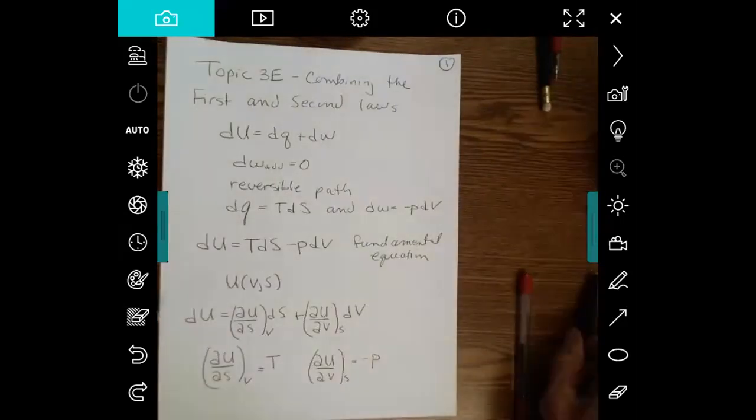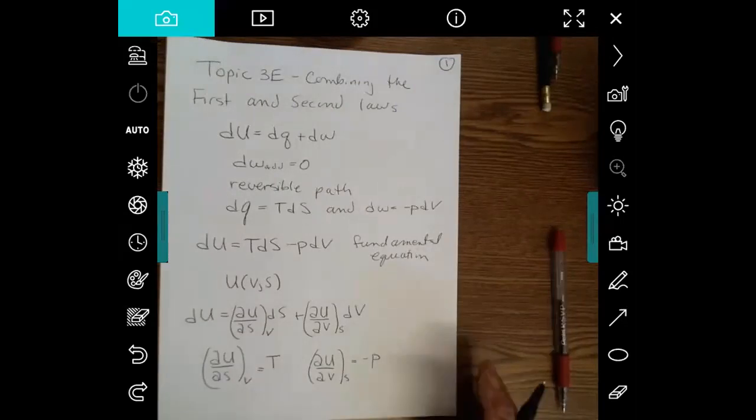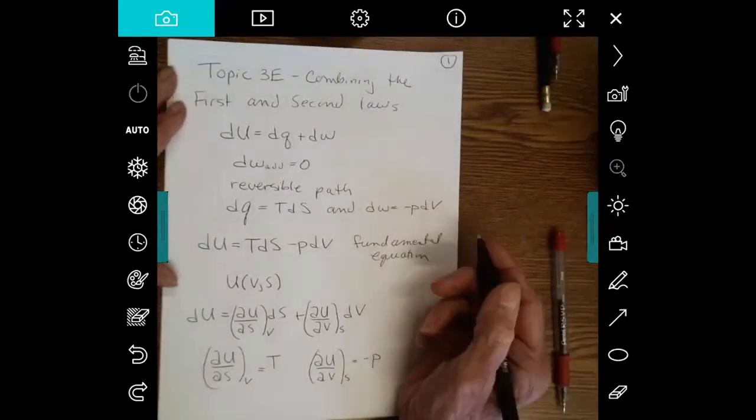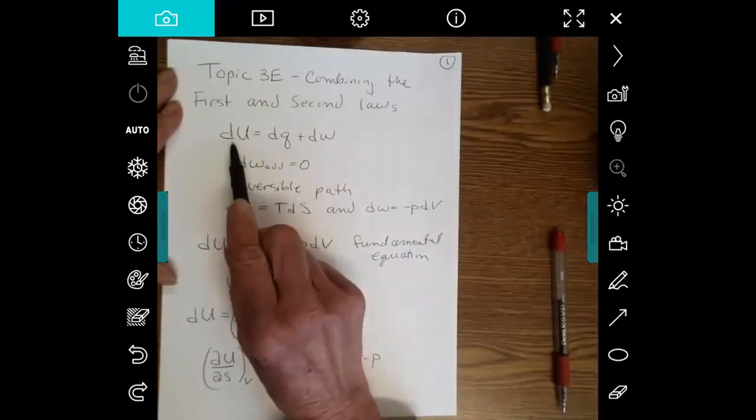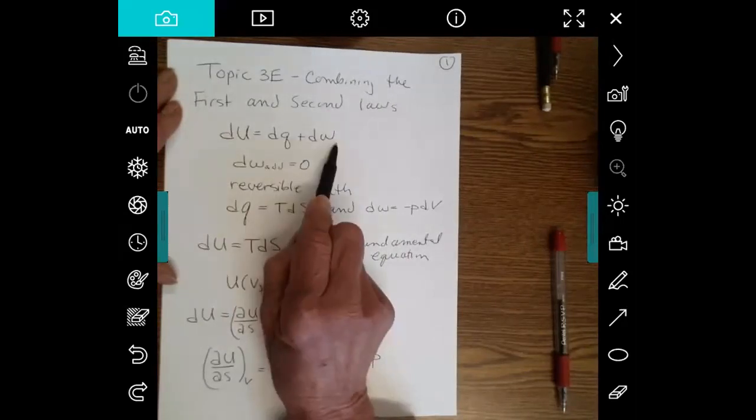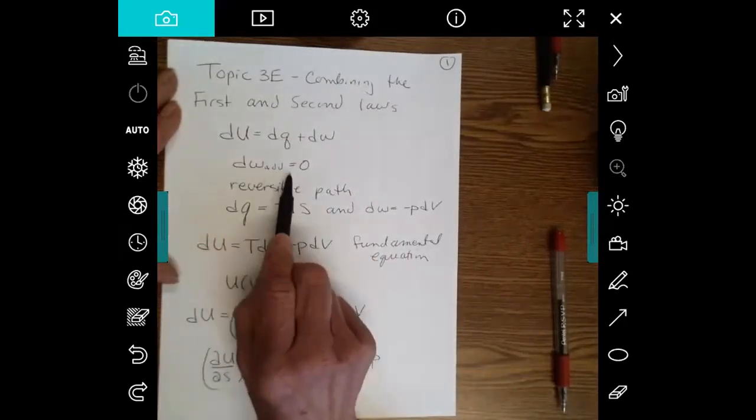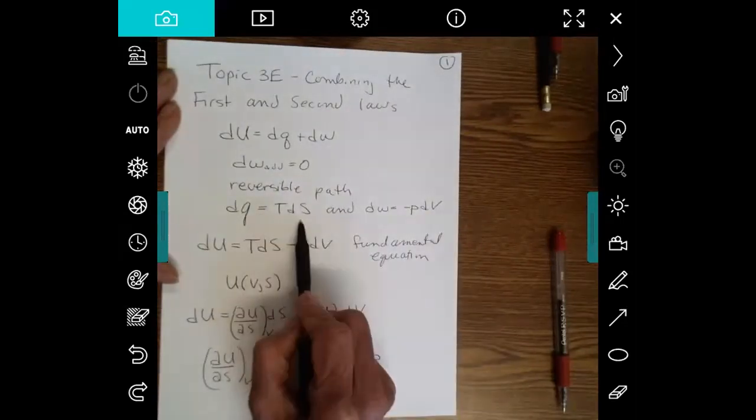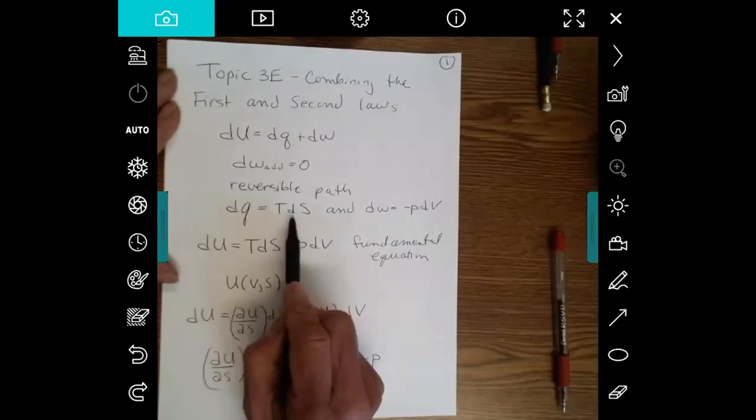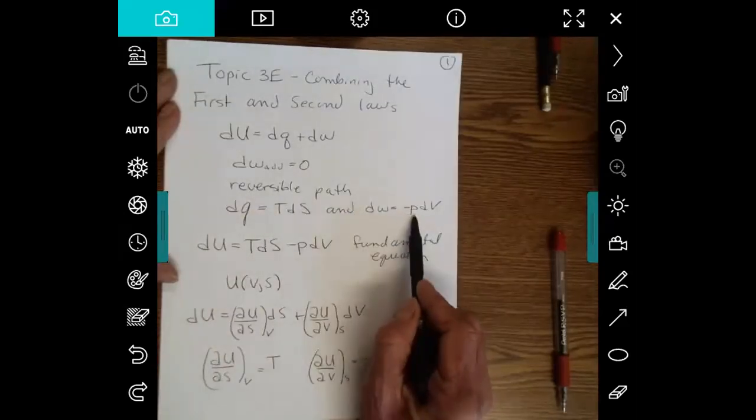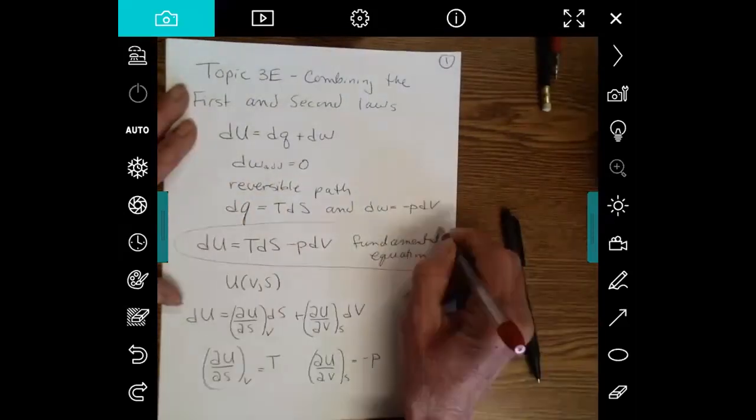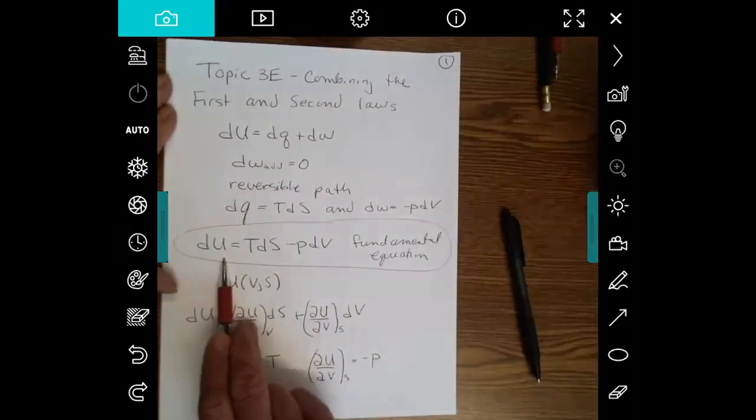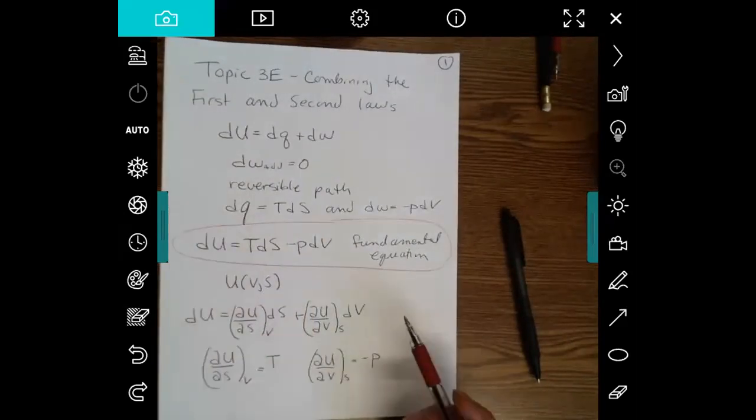So now we're going to combine the first and second law, and we're going to see some pretty cool stuff in the process that calculus will reveal to us. The first law says that dU equals dq plus dw. If there's no additional work and we pick a reversible path, then dq equals TdS and dw equals negative PdV. Therefore, this fundamental equation is combining the second law with the first law. So we have both entropy and internal energy as a function of each other.